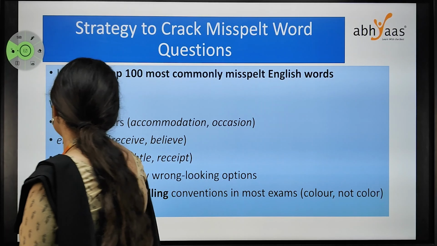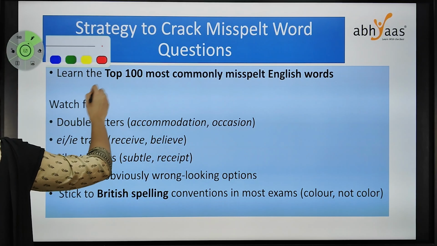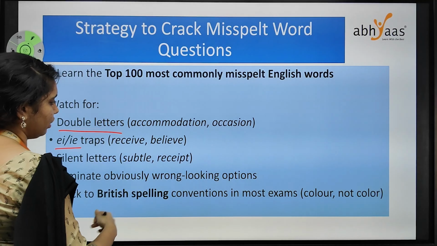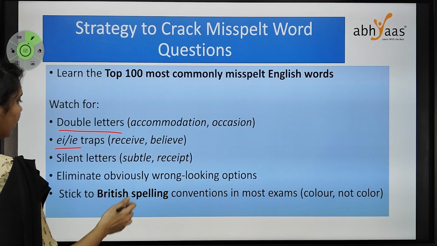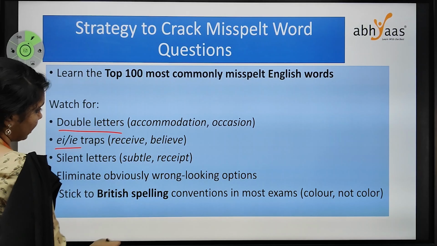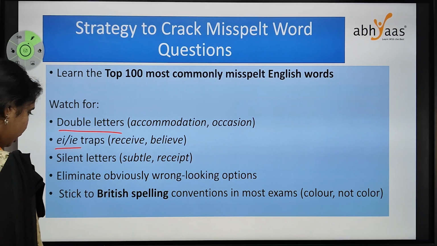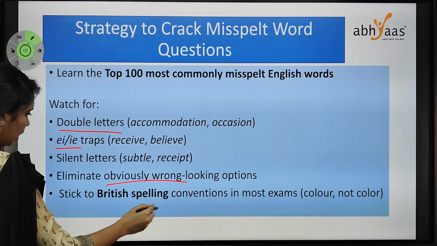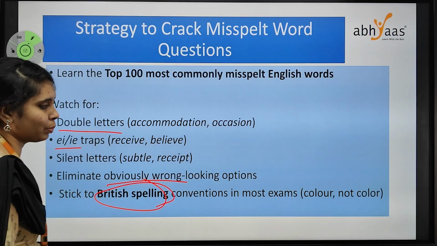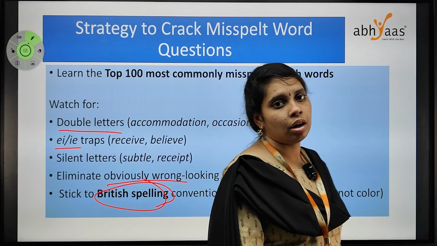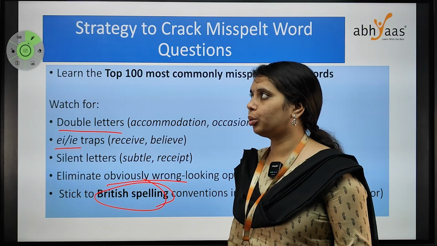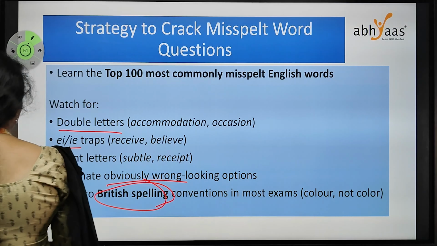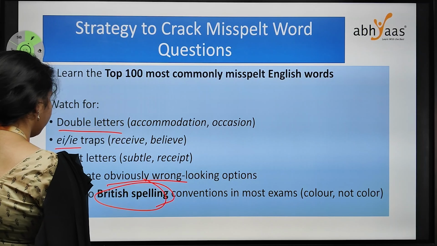Okay, so what you can do is, generally the things you have to take care are double letters. Okay, and EI and IE traps: receive, believe, conceive, perceive. Okay, you should be aware whether it is EI or IE. Silent letters like subtle, receipt. Okay, and sometimes you can just obviously eliminate the wrong answer by looking at that, right? This is very important. Always stick to British spellings, because you can be confused with color, especially all the words which have U in them: colour, order, right? So stick to British English, because Indian Standard English generally follows British English.